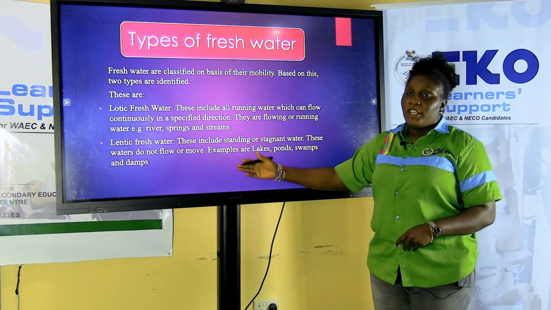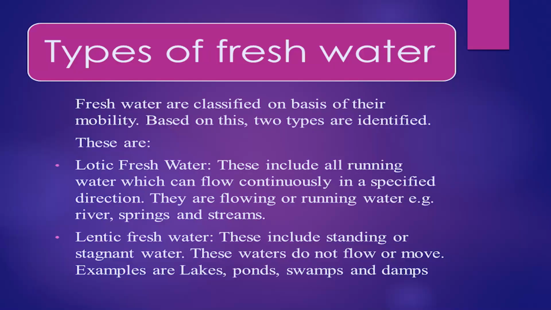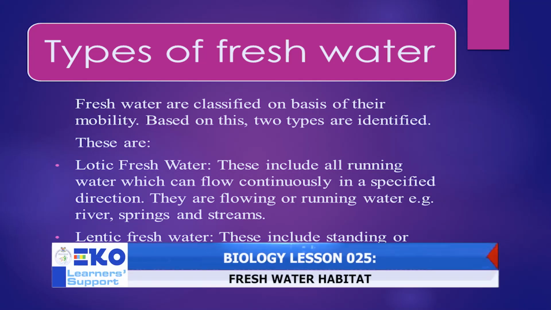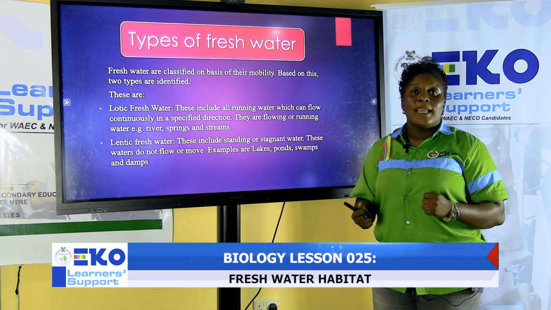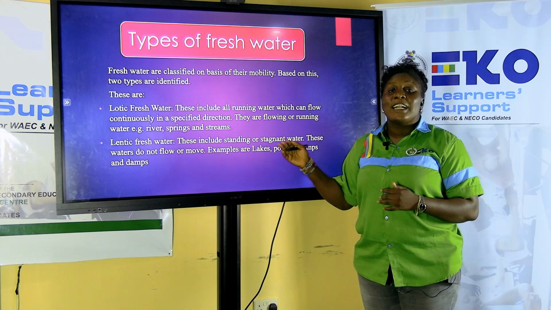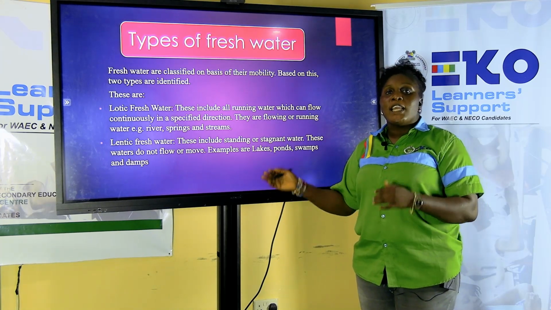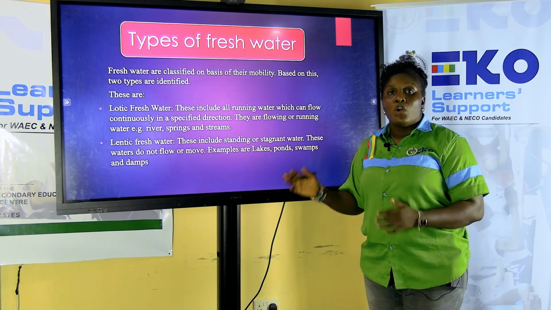Then the next classification based on mobility is the lentic freshwater. It means stagnant or standing water. This water does not flow or move. Examples are ponds, swamps, lakes and dams. They are classified under lentic freshwater, which are the stagnant waters that do not move.